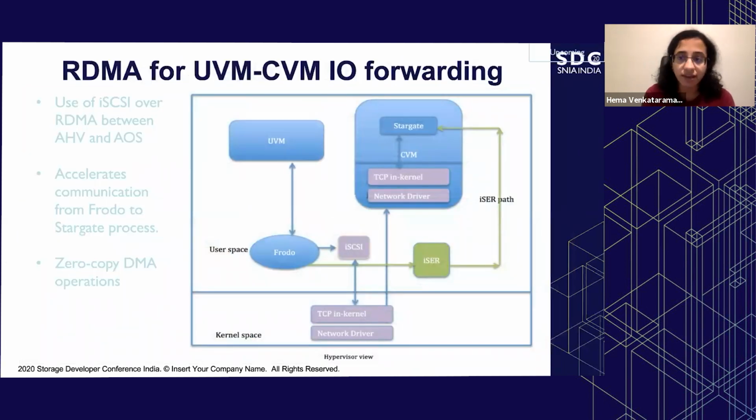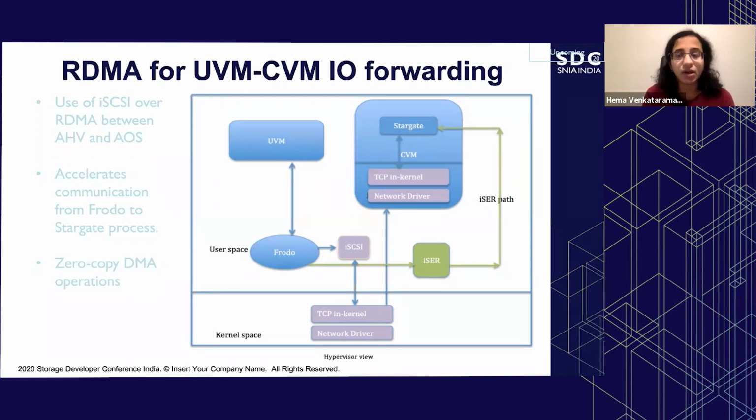As you could see, the traditional stack leveraging iSCSI, represented by the blue lines here, ships the IO from Frodo to Stargate. Here, we have leveraged RDMA by using the iSER protocol, which is iSCSI extensions over RDMA, to ship the IO from Frodo's memory space to the Stargate's memory space. This accelerates the communication by enabling zero-copy DMA operations and avoiding context switches.